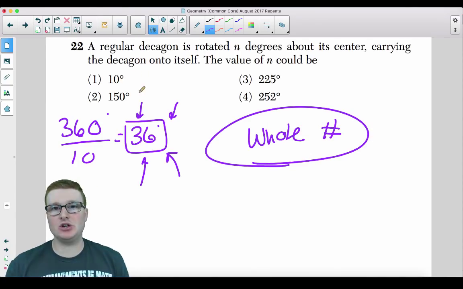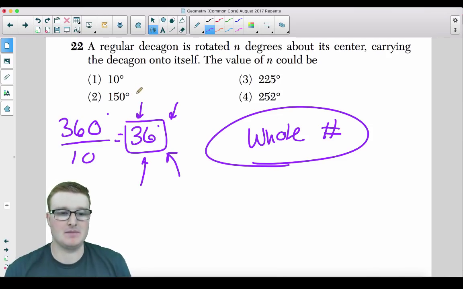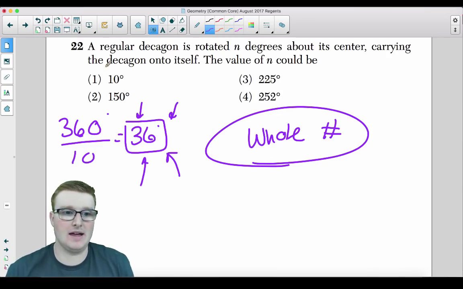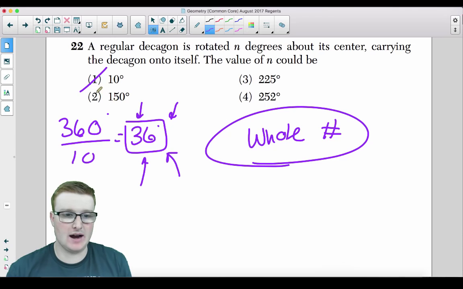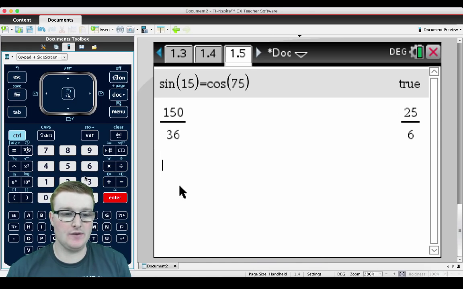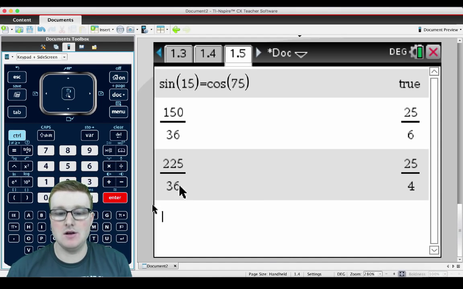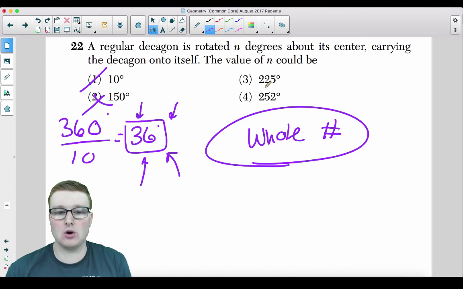Well, if you take 10 divided by 36, that doesn't give you a whole number, that gives you a fraction less than the number 1. That doesn't work. 150 divided by 36. Does that work? No. 25 over 6, that's a fraction. Let's try 225. 225 divided by 36. No, that's a fraction. That can't work either. We're looking for whole numbers.